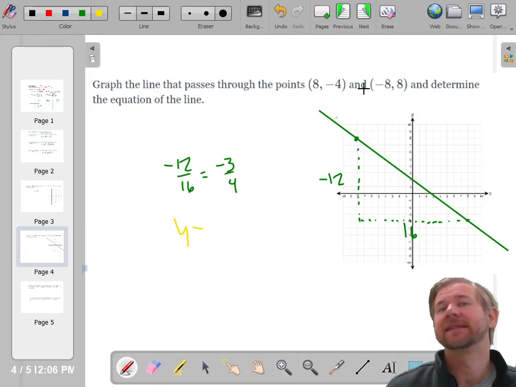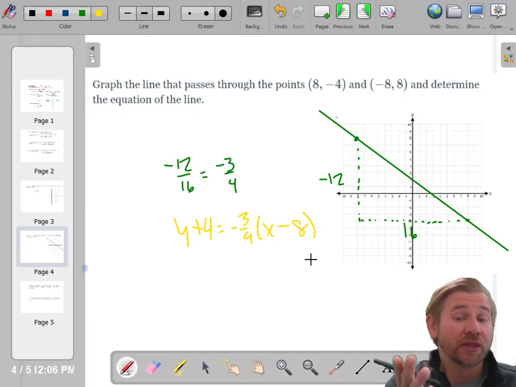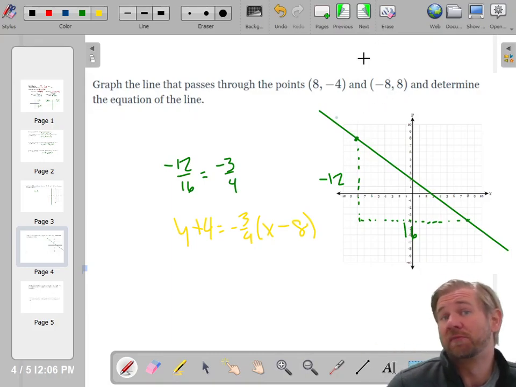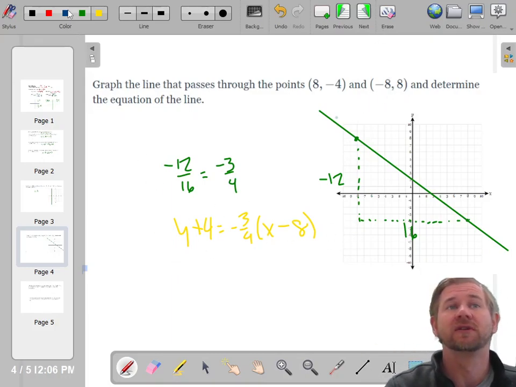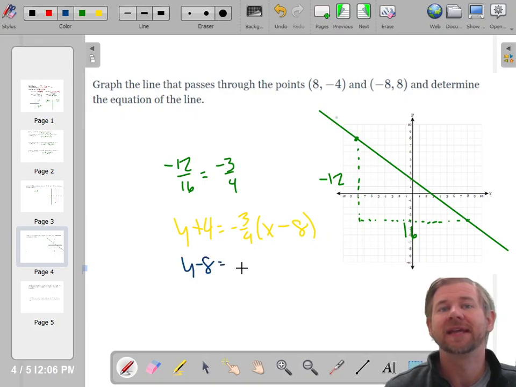So y minus, it doesn't matter which one you pick. Let's do this one. Y minus negative 4, y plus 4 equals negative 3/4 times (x minus 8). But the cool thing about point slope is that there's more than one point, so there's more than one equation. You could also do this one. Y minus 8 equals negative 3/4 times (x minus negative 8), which is x plus 8.